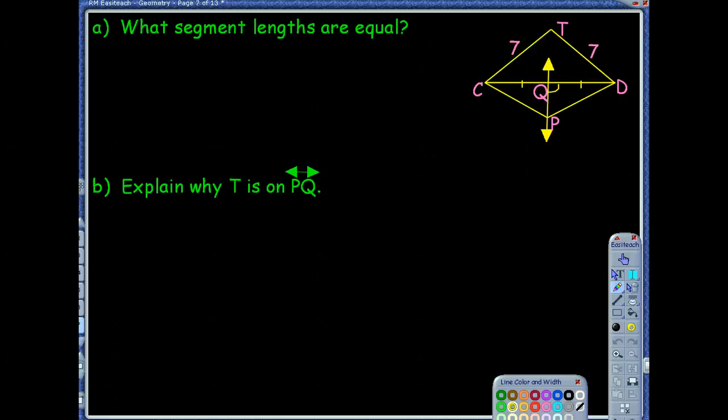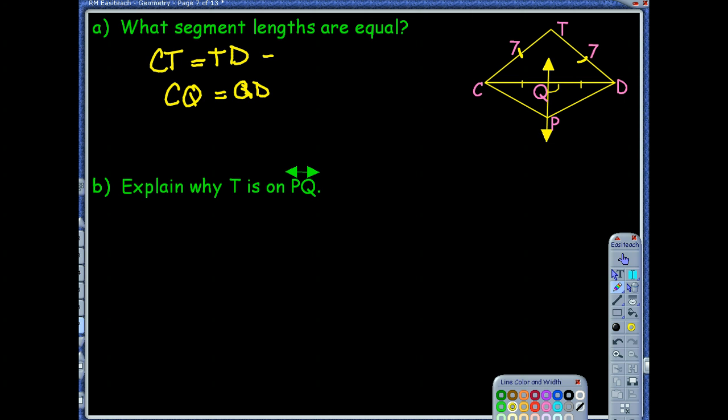Okay. So I've got a picture up here, and on this picture, it says, what segment lengths are equal? So let's just look for things that you notice in this picture that are equal. I notice right away CT and TD are equal. And you know that because they have the same length. They're both marked with 7s, right? What else do you see as equal? I see some congruent segments labeled CQ and QD, so that means they're also equal. Congruent means, in a sense, equal.